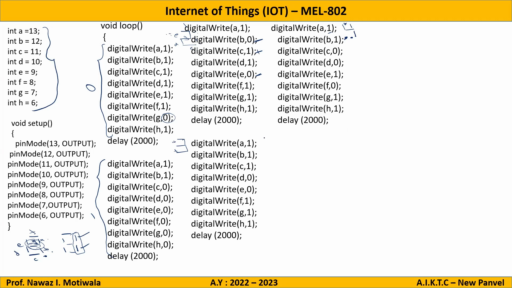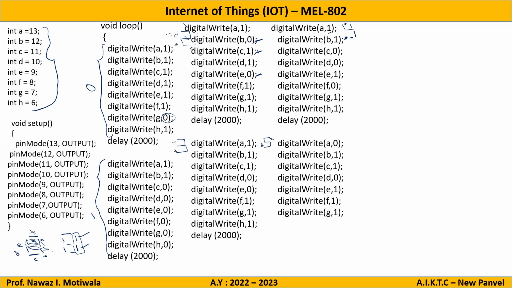Now I want to display 5. So 5 is displayed like this on the digital screen. So only this A and D should be off. Rest of the thing should be on. So I will write A0, B1, C1, D0 because it should be off, E1, F1, G1 and H1. And again I will give delay. So this will display 5 on the screen.